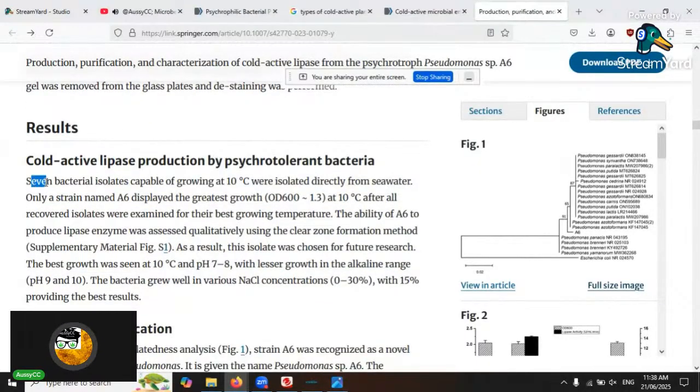7 bacterial isolates capable of growing at 10 Celsius or 50 F were isolated directly from seawater. Only a strain named A6 displayed growth at 10 C. After all, recovered isolates were examined for their best growing temperature. The ability of A6 to produce lipase was assessed qualitatively. As a result, the isolate was chosen for future studies. So they found one, at least they found one, A6 out of 7.